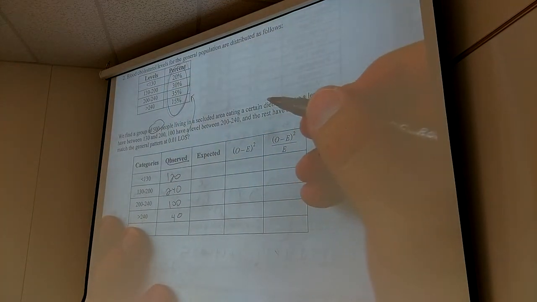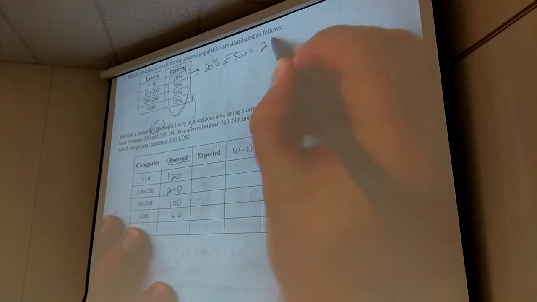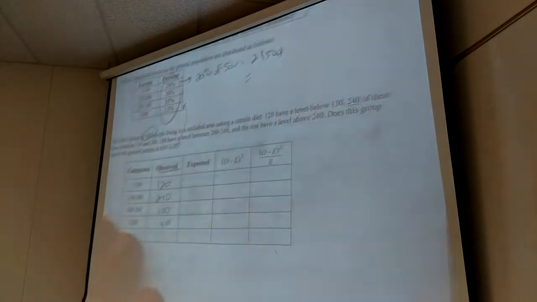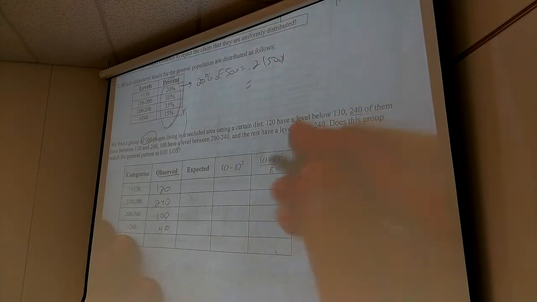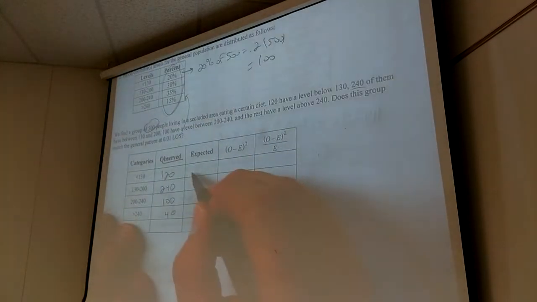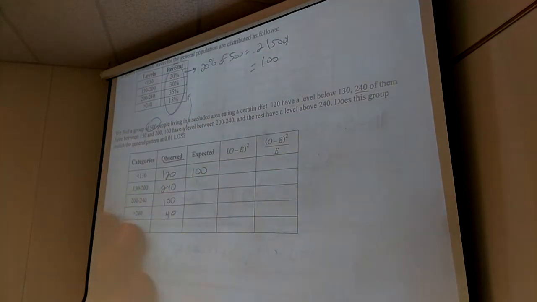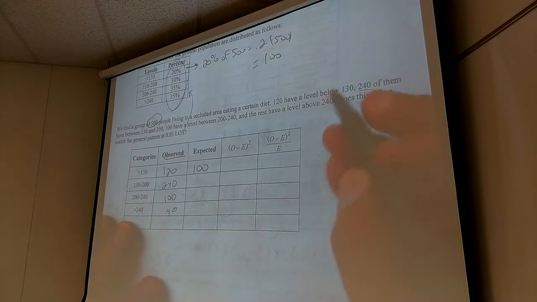20%. 20% of 500. So how would I figure out what I expect for this? What's 20% of 500? 0.2 times 500. What's that? I think I heard somebody say it. 100. So I expect 100 to have less than 130. They're already looking a little bit better, right? Because the lower, the better, at least for the bad cholesterol, the LDL.